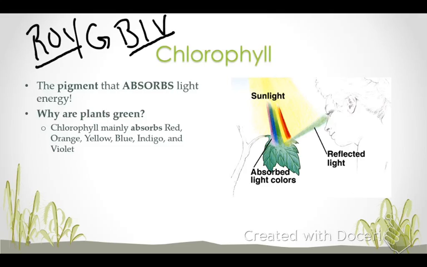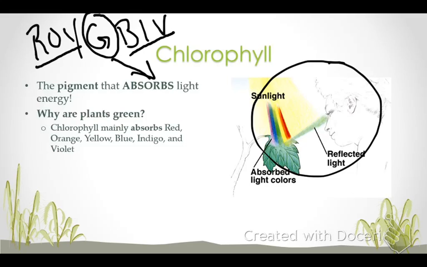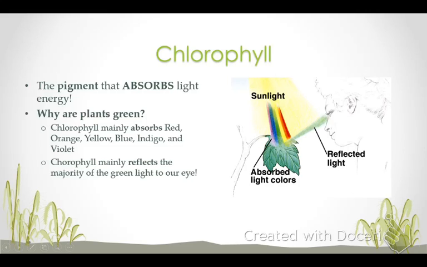Okay, but what it doesn't do is it doesn't absorb green. Okay, it actually reflects light back to the eye. So you can kind of see over here in this diagram that all of those wavelengths of light, all those colors of light are coming in, getting absorbed by the leaf, and mostly the green gets reflected back to the eye, and that's why we see plants as being green. So chlorophyll mainly reflects the majority of the green light back to our eye.